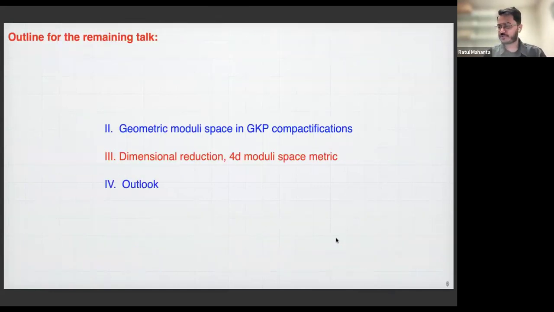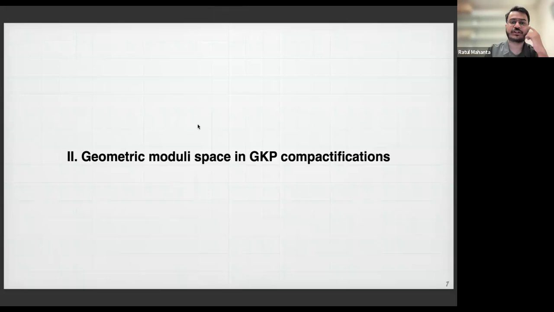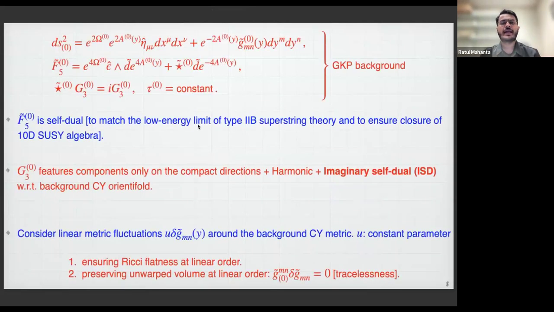Okay, so this is the outline for the remaining talk. And I should start with the second part, which is the geometric moduli space in GKP compactifications. Here I have given the GKP background. You can see the metric is a warped product spacetime. I have also given the five-form field strength and also the condition on the three-form flux.